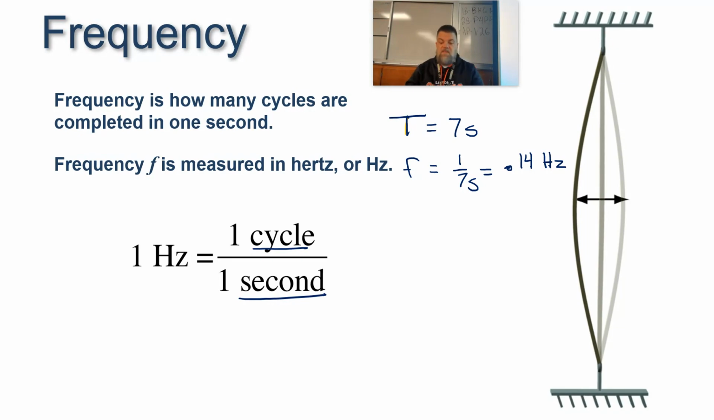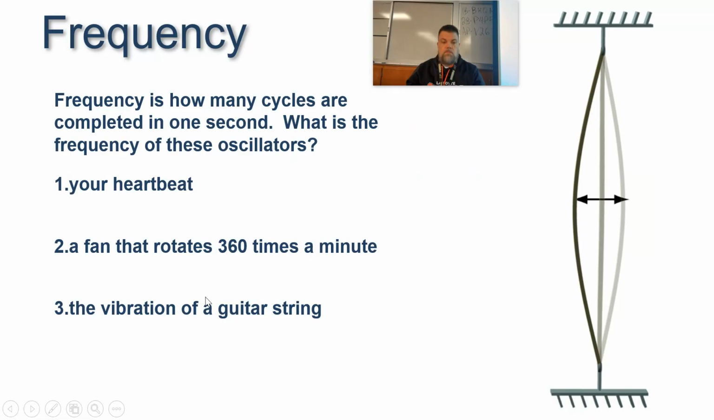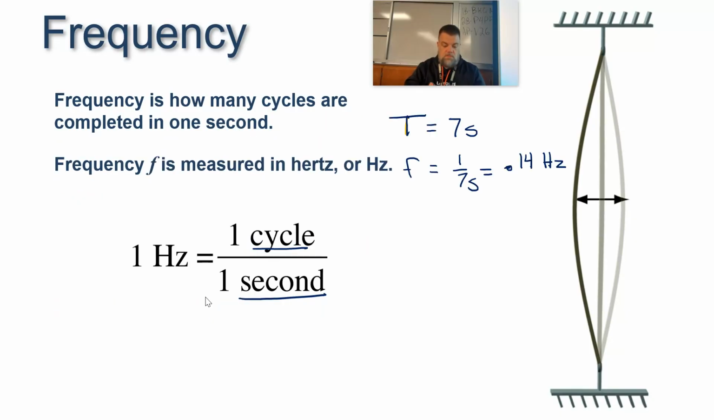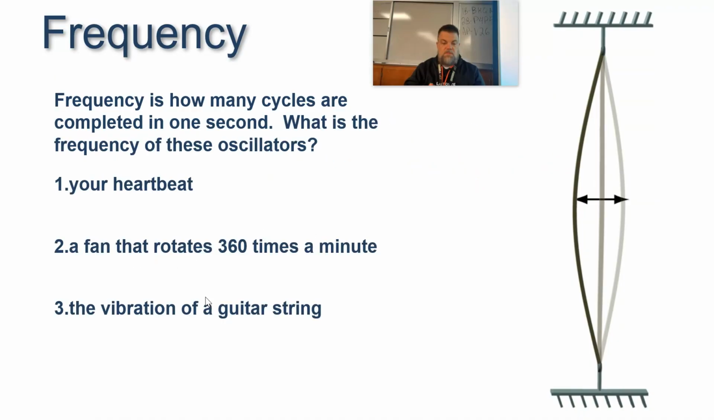Okay. Does everybody have that written down? So what frequency, or how many cycles, are completed in 1 second? Your heartbeat. Well, we said 1 to 2, right? Oops, I hit the wrong button. So 1 to 2 beats per second, or 1 to 2 hertz.